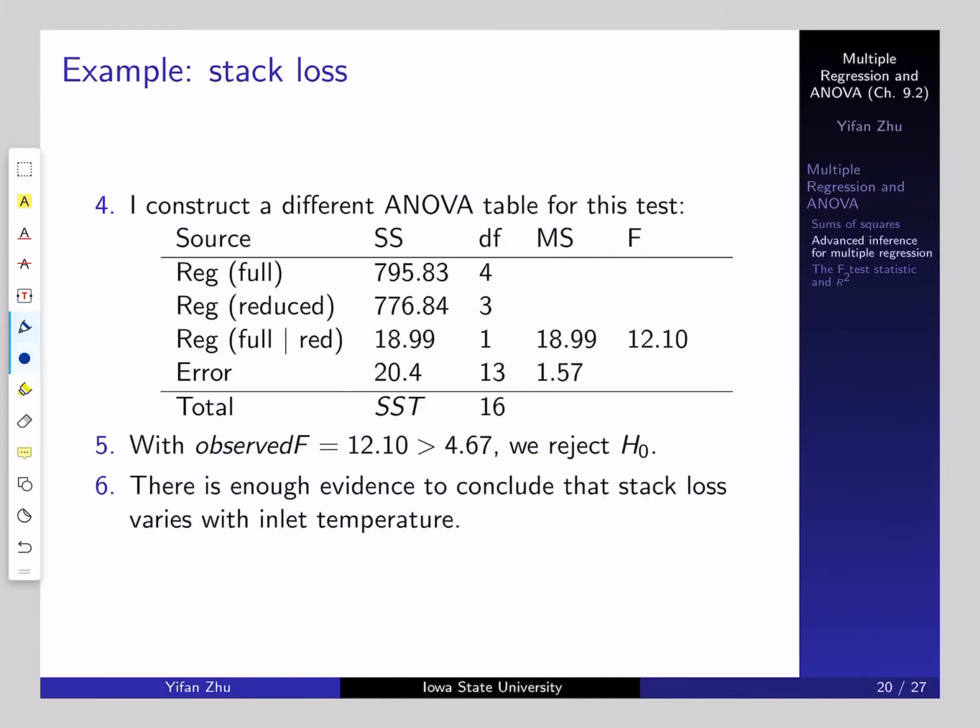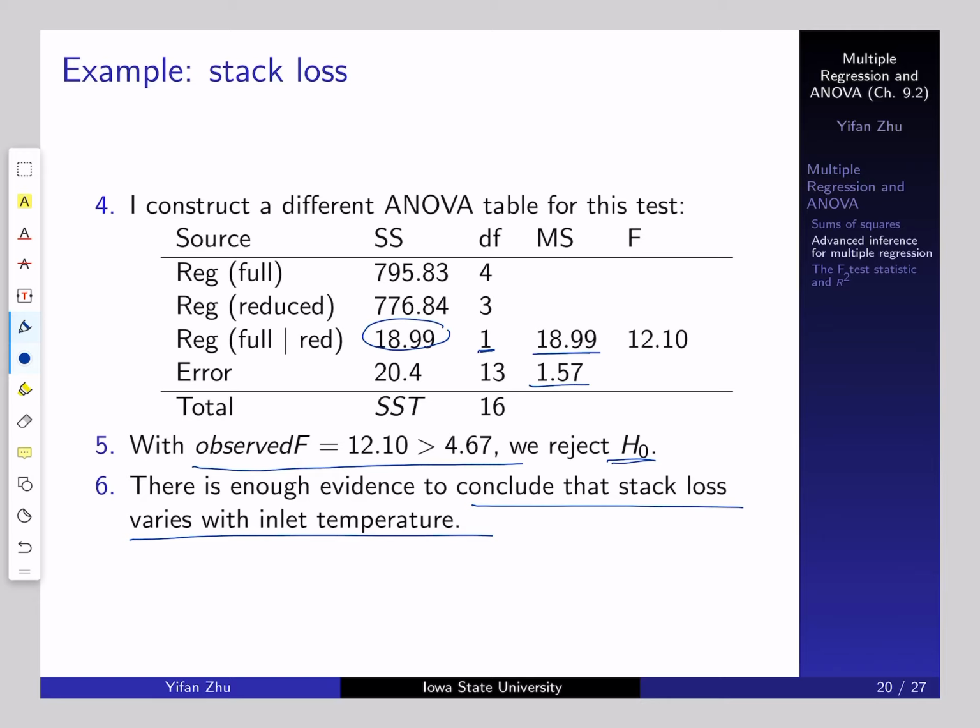And this is an ANOVA table we constructed from the full and reduced model. The extra variation explained is 18.99, and the mean square is also 18.99 because the extra parameter is just 1. And the MSE is still 1.57. Then the observed F statistic is 12.1, which is greater than 4.67. And we will reject the null hypothesis. So there is enough evidence to conclude that the stack loss varies with inlet temperature.